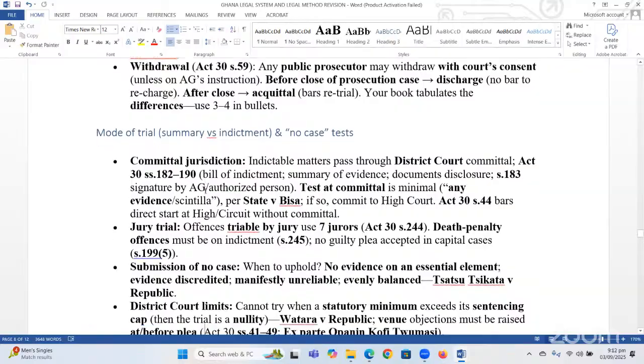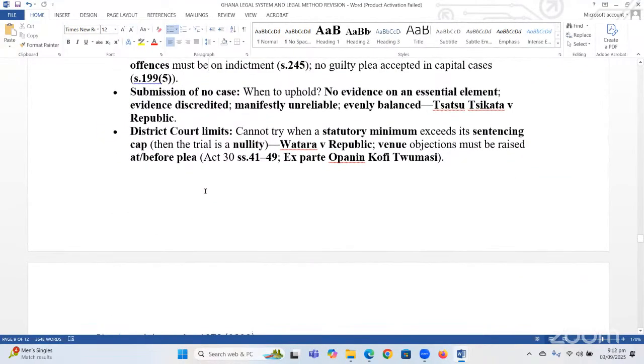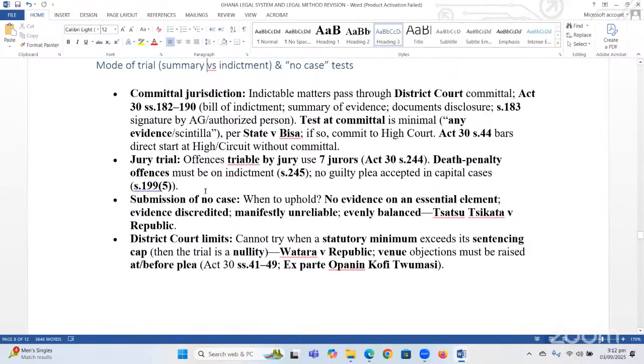Now let's see a few things about criminal procedure before we go to civil procedure. When it comes to criminal trial, you have two types: the summary trial and the trial on indictment. For trial on indictment, it will have to go through a preliminary stage, which is known as the committal stage. The committal is done at the district court. Again, what I'm talking about is just a brief. I have the thorough discussion in my textbook, so you can go and read that.